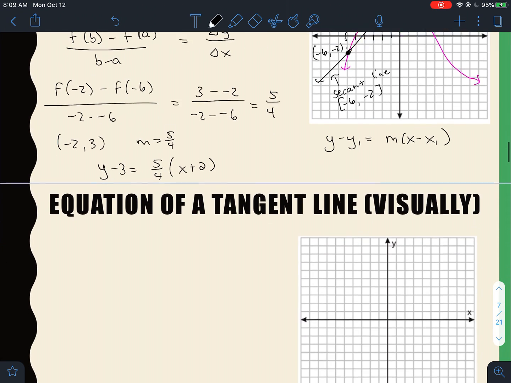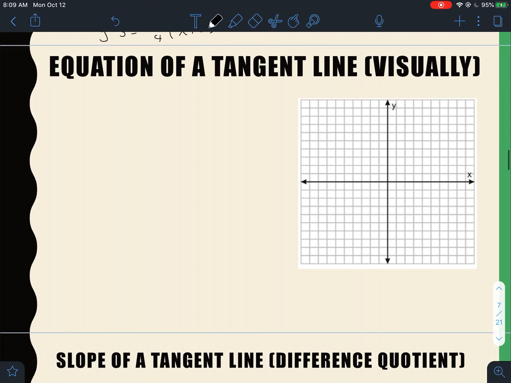So how is the slope of a tangent line different? Let's just look at the function y equals x squared. Let's say we want to find the slope of the tangent line somewhere like there. So let's say we have y equals x squared, and we want to do it at x equals 2. To find the equation of the tangent line, the first thing we need to do is find the slope of the tangent line.